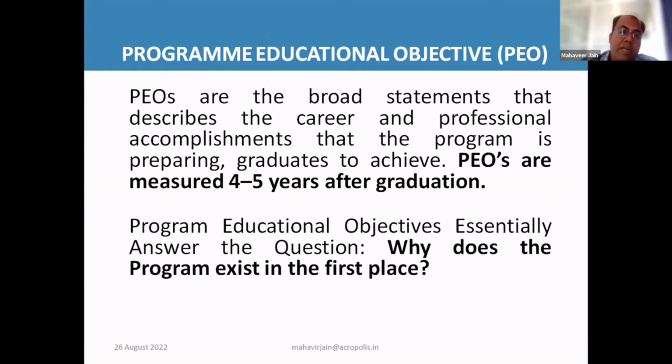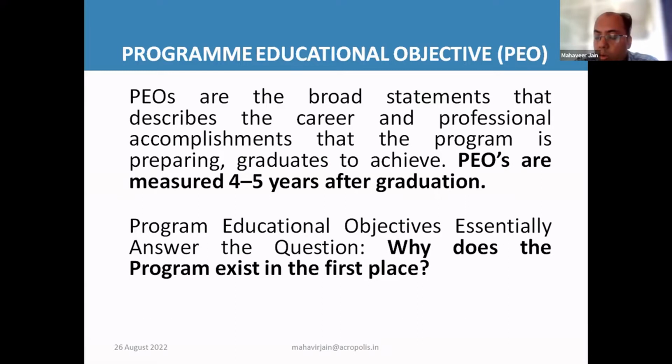Certainly the PEOs that we have already discussed are broad statements that describe career and professional accomplishment. Normally, the PEOs are determined 4 to 5 years after the program has been launched. It means if I am launching my program today, I cannot determine or calculate my PEOs. PEOs are basically long-term goals that are achieved when my program is 4 to 5 years old.